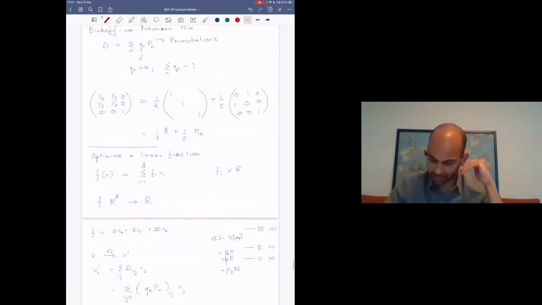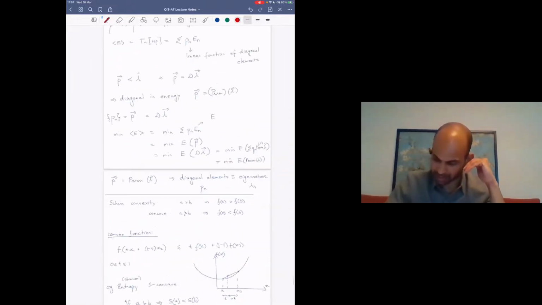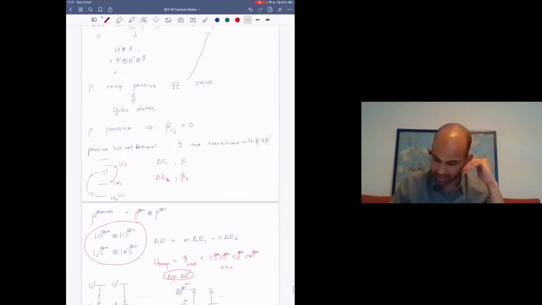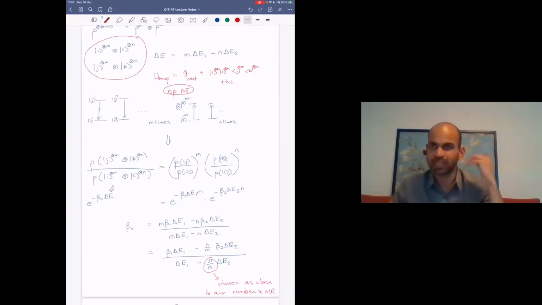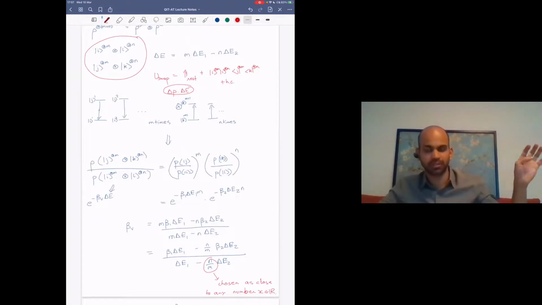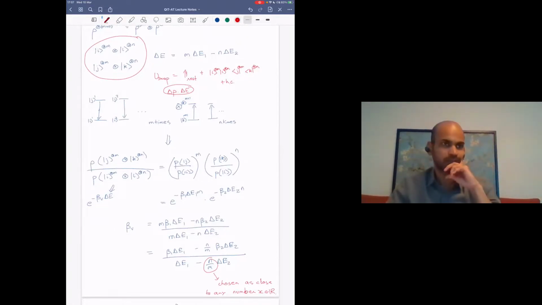So all I have to prove then, in the case of complete passivity, is that when we have a state that is passive but not thermal, we can construct one pair of energy levels in a composite joint state that has a negative virtual temperature.